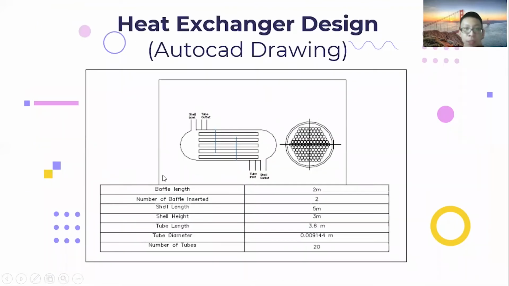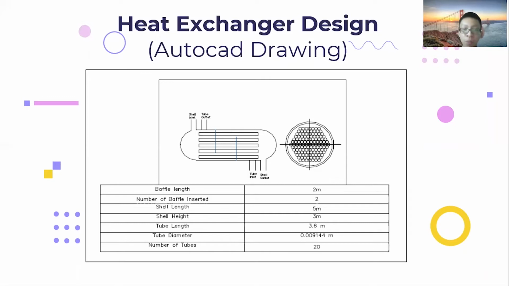So this one is the AutoCAD design our group produced. As we can see, the left side is the 2D view of the 2D design of the heat exchanger, and the right side is the cross-sectional area of a single CO2 tube.